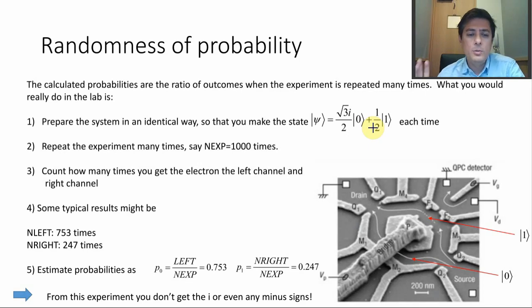The answer to that, which we'll go on to in the next lecture a little bit more, is that there are different types of measurements that you can make. This is not the only type of measurement. You can also make measurements in what are called different bases, and then these i's and the minus signs do matter. There's a way of getting information about those. But this type of measurement is completely insensitive to the minus sign or the i's. As far as this particular type of measurement is concerned, it doesn't make a difference.